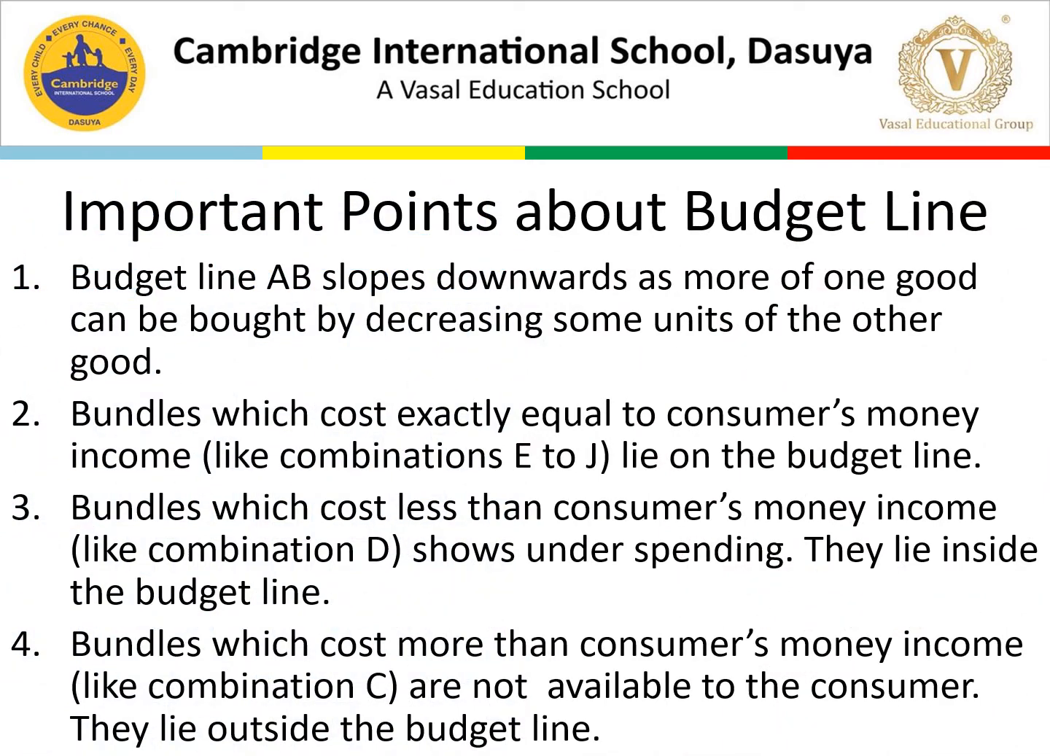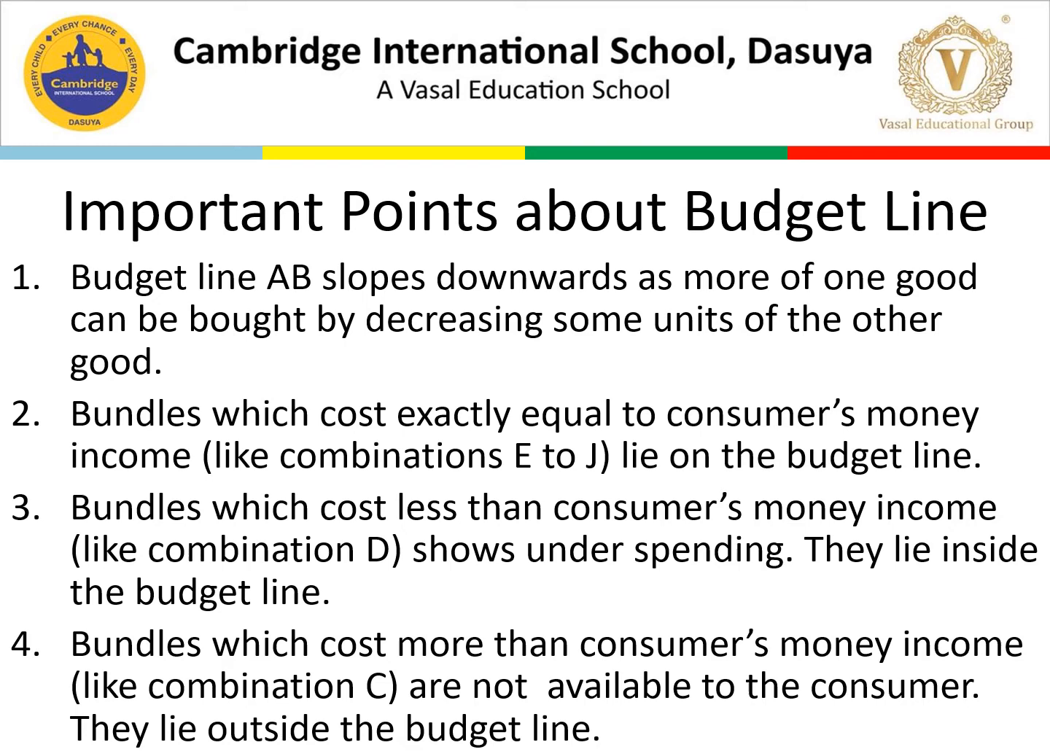The first thing is that line AB slopes downwards. I've already explained that AB slopes downward, as more of one good can be bought by decreasing some units of the other. So when we bought bananas, we started decreasing some units of apples. Similarly, if we started buying more apples, we started decreasing some units of bananas. So this is the slope. This is why AB, your budget line, always slopes downward. This is the reason behind that. Next is bundles.